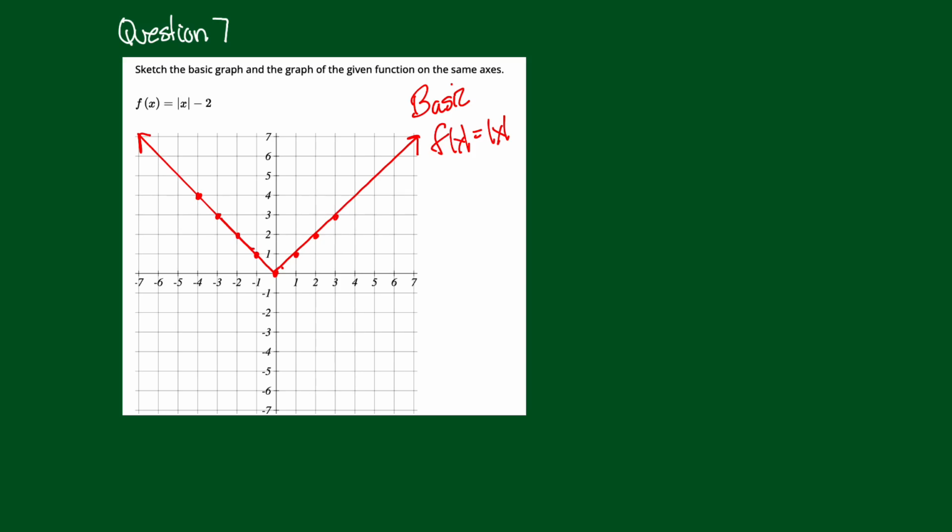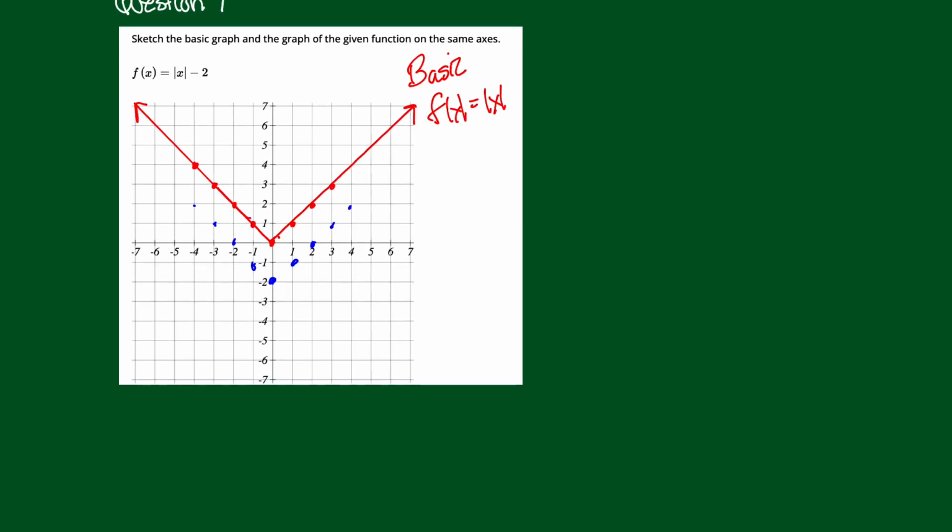So I'll do that in blue now. So we're going to do this one. Over 1 up 1, over 1 up 1, over 1 up 1, over 1 up 1. Do it the other direction. All right, now with my straight edge, I'll do the best I can to connect those. And these line segments should look parallel. All right, so that's it. So the blue is f of x equals absolute value of x, but minus 2.